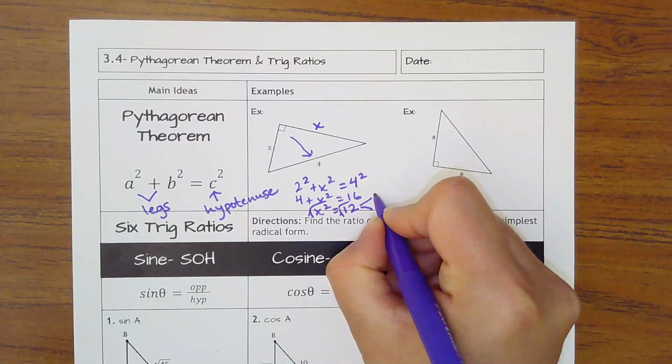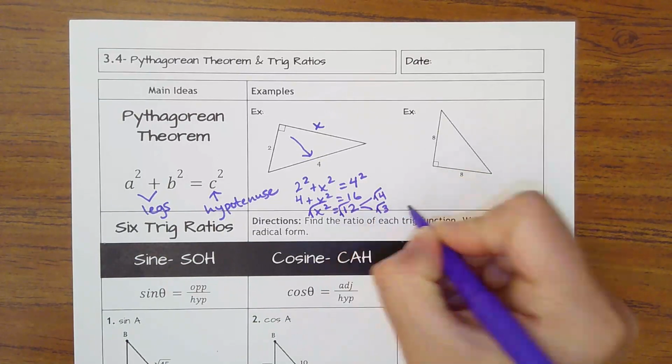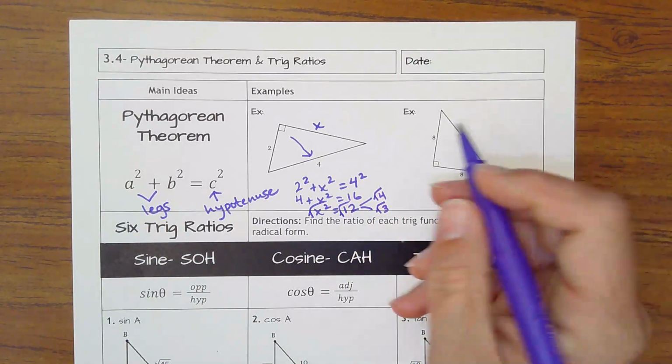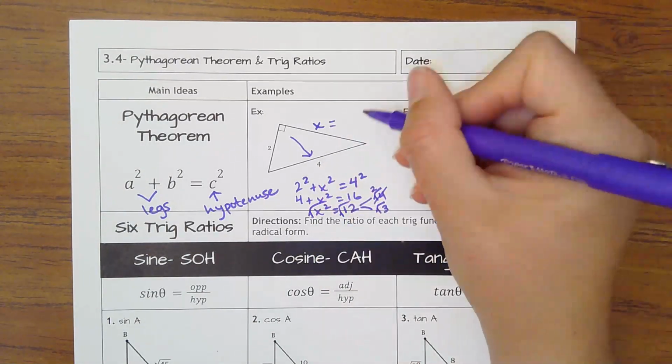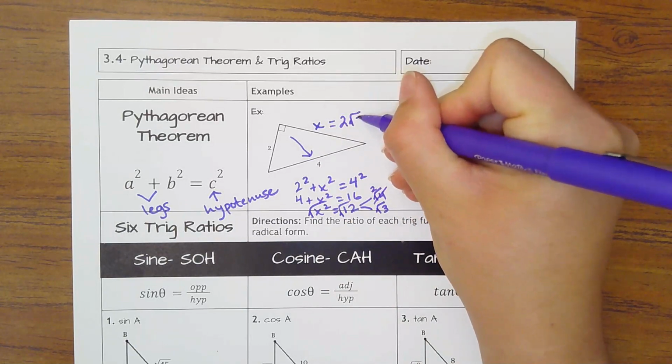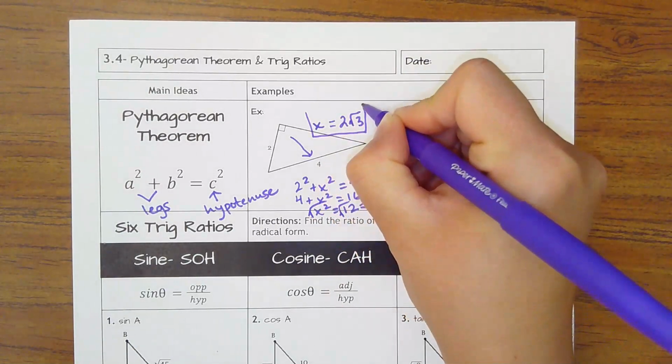So within 12, there's a square root of 4 times the square root of 3. Square root of 4 would become a 2. So this side would be 2 square roots of 3. They always want you to simplify.